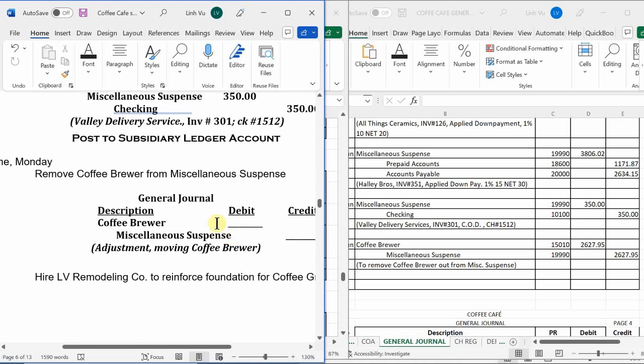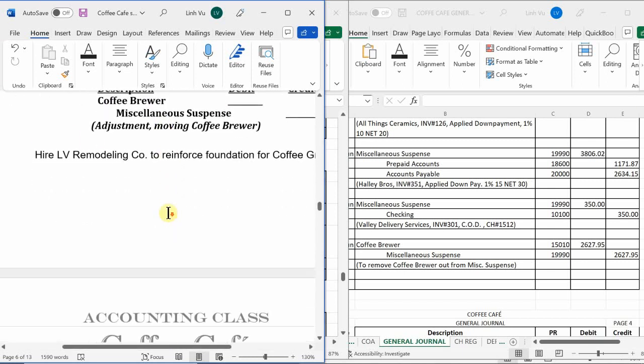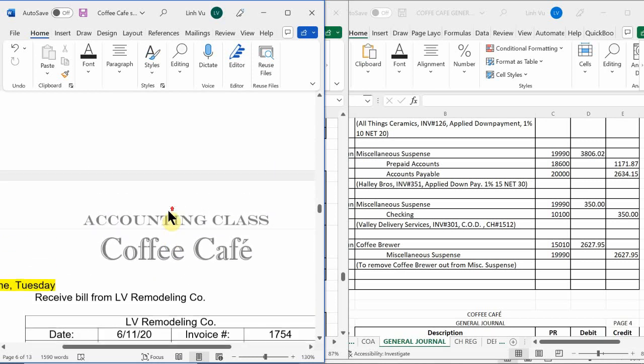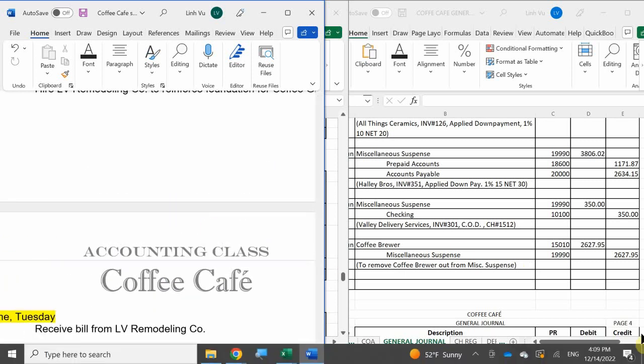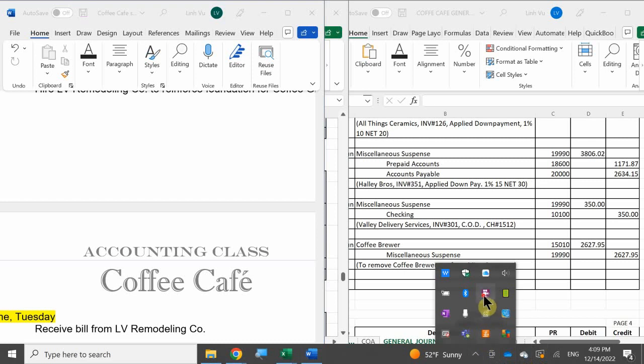Any questions? And then last but not least, we're going to hire LV Remodeling to do the reinforcement of the foundation for the coffee grinder. So right there, we just simply hired them to do the job, nothing else. So that concludes today's lesson.